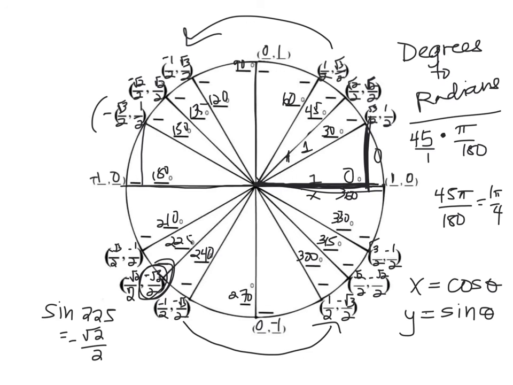Last thing, if x is cosine, y is sine, tangent, which is opposite over adjacent, would be y over x. So tangent of theta equals y over x. All right.